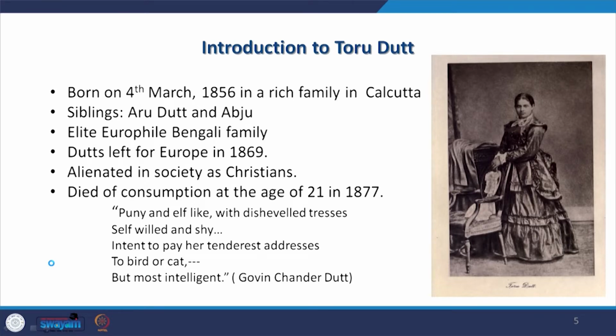So, Toru was born on 4th March 1856 in a rich family in Calcutta, and her father, Gobind Chand Dutt, as I said, was himself a poet, and two of his brothers also were poets. And Toru was born in a family of three siblings. Toru had two siblings, including her becoming the third. So, Aru Dutt and Abju. Aru was a sister and Abju was the brother.